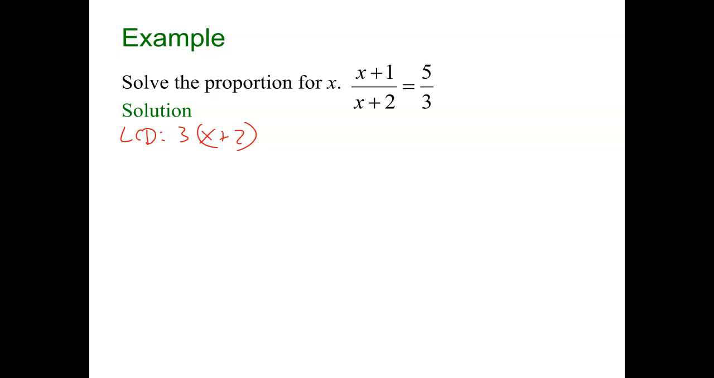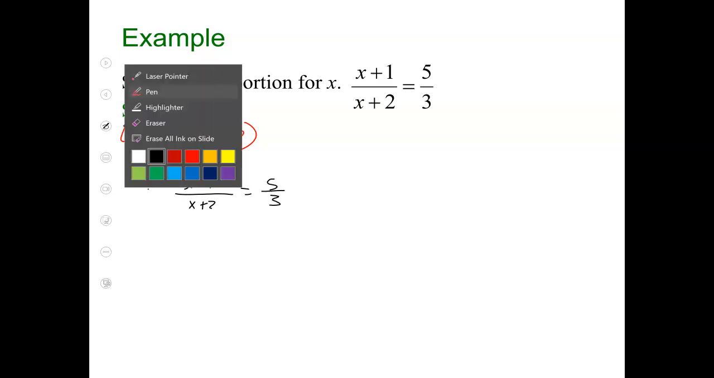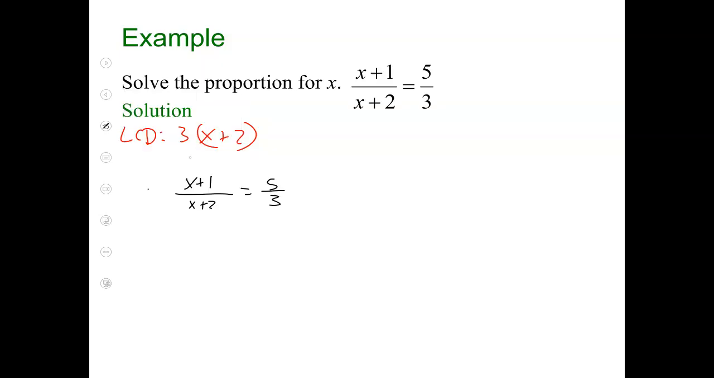What do I do with that LCD? Multiply all the numerators. All right. So we're going to multiply all our numerators by the LCD. 3(x plus 2), 3(x plus 2). Okay, now what? Okay, cancel our like terms. x plus 2 here, 3 here. Keep going.